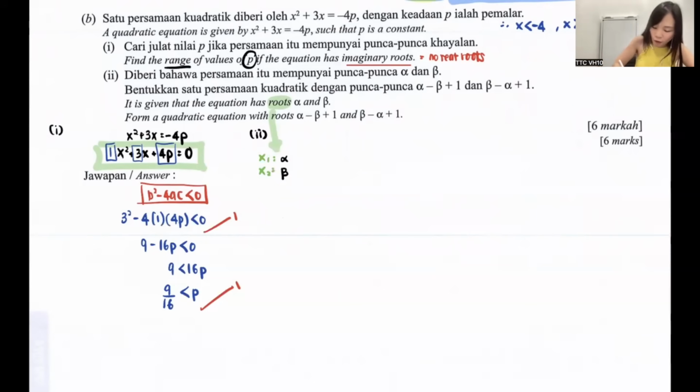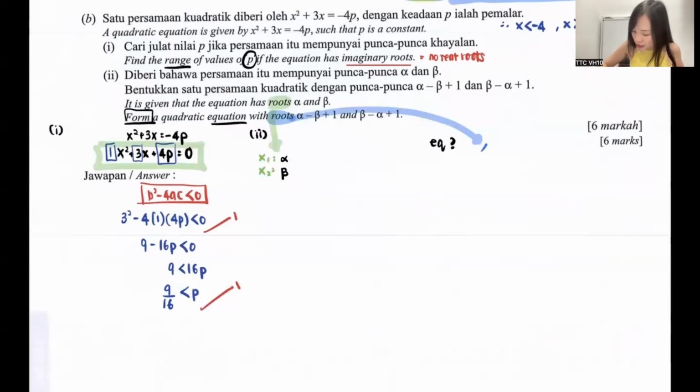Next one, they say form. Ask me to form a quadratic equation. So there's an equation that you don't know, okay? Form a quadratic equation which the roots, okay guys, another word, roots. Roots, I repeat again, will still represent x1, x2. But this time the x1, x2 are different from just now.